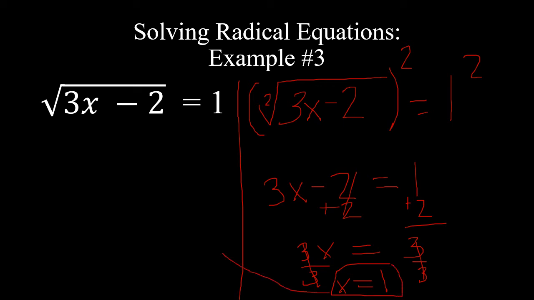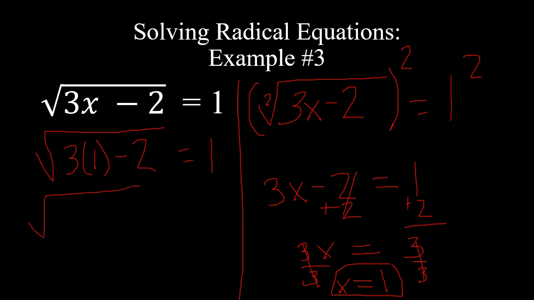So we've got to plug x equals 1 in for x over here. All right, so that's what we're going to do to check. So we're going to have the square root of 3 times 1 minus 2, and we're going to see, does that indeed equal 1? So we have the square root of 3 times 1 is 3, minus 2, which leaves us with the square root of, what's 3 minus 2? Well, that's 1. And the square root of 1 is indeed 1. So that checks. Okay? All right, let's look at another example.